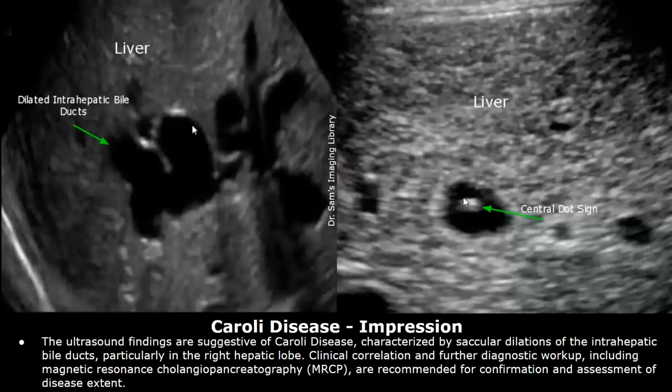This is the impression. The ultrasound findings are suggestive of Caroli disease, characterized by saccular dilations of the intrahepatic bile ducts, particularly in the right hepatic lobe. Clinical correlation and further diagnostic workup, including MRCP, are recommended for confirmation and assessment of disease extent.